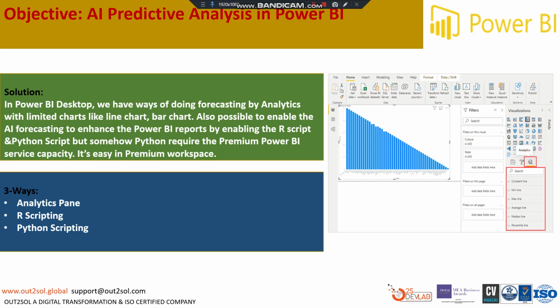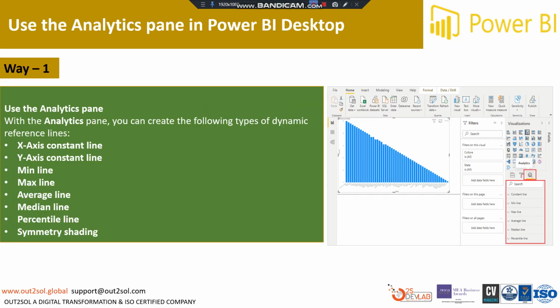So we have three ways: Analytics Pane, R scripting, and Python scripting. First we have to use the Analytics Pane. These are some dynamic reference lines in the Analytics Pane that we can achieve: y-axis, x-axis, constant, minimum, maximum, average, median, percentile, and symmetry.